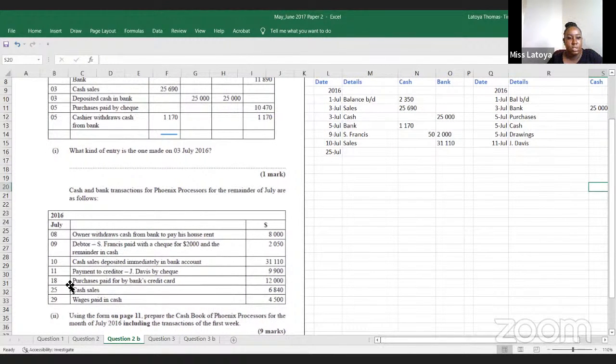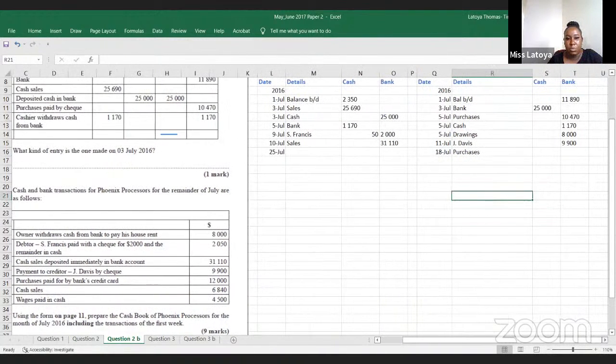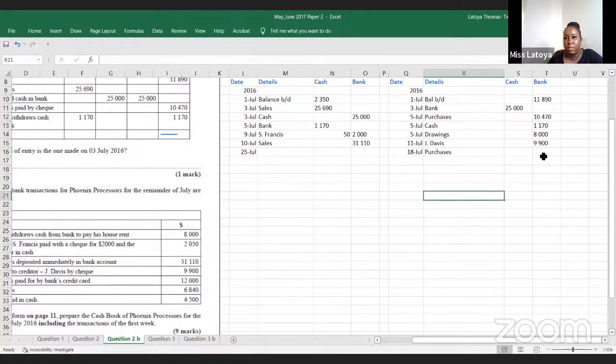The next transaction is on the 18th. It says purchases paid for by bank's credit card. So on the 18th, transaction is going to be on this side. Purchases paid for by bank's credit card. So we're going to have purchases. The amount was 12,000. Bank is going to be 12,000.